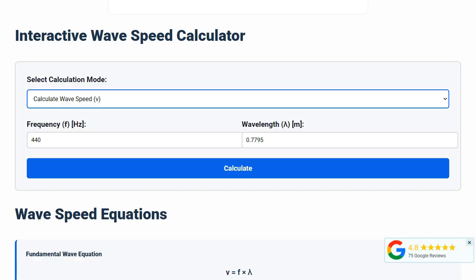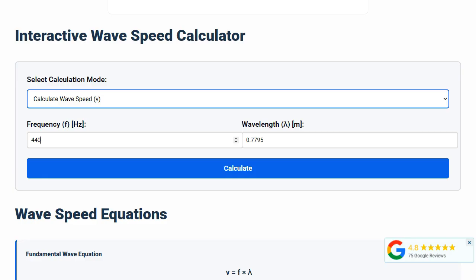To use this calculator, you'll need to enter two values. First, input the frequency of your wave in hertz. For our example, let's enter 440 Hz, which is the standard musical pitch A. Next, enter the wavelength in meters. We'll use 0.78 meters for this example.